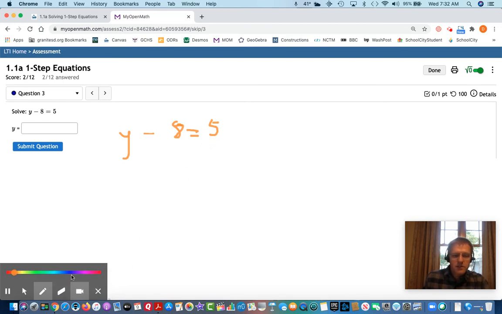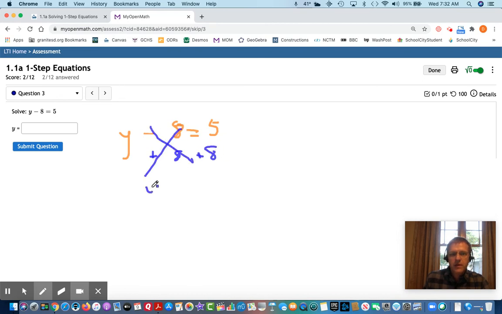Now, some of you can already see the answer coming, but let's use our algebra. Let's do plus 8 on both sides. And if we add 8 on both sides, those go away. So we have y is equal to 13. Sure enough.